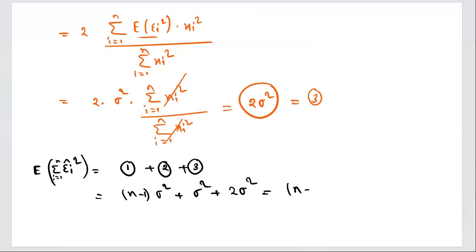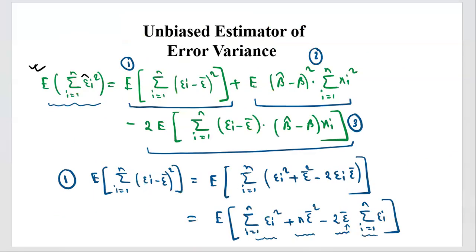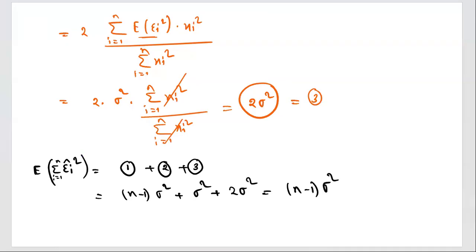So what will be this? n minus 1 sigma square. Sorry, this was minus 1 plus 2 minus 3. Yeah, see here you have a minus 1 plus 2 minus 3. So this will be minus sigma square. So n minus 1 sigma square minus sigma square, or it will be n minus 2 sigma square. So what do we get? Let me summarize. What we get is this summation i from 1 to n epsilon i square is nothing but n minus 2 into sigma square.